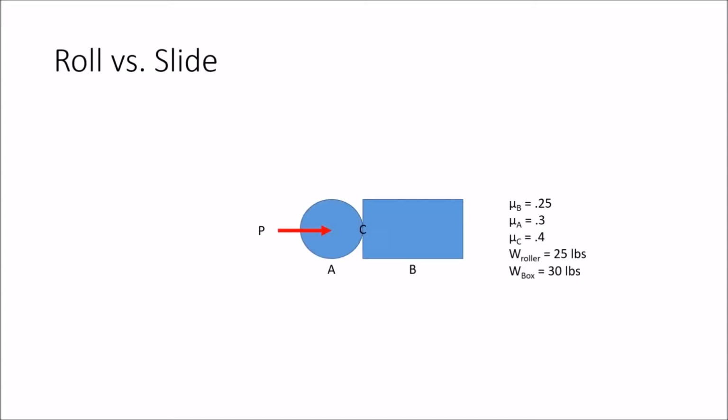Now let's look at an example of rolling versus sliding. This one is more of a conceptual problem than it is a difficult problem. In this problem, we are going to separate the roller from the box and use two free body diagrams to decide which force P is needed to make the two objects move.